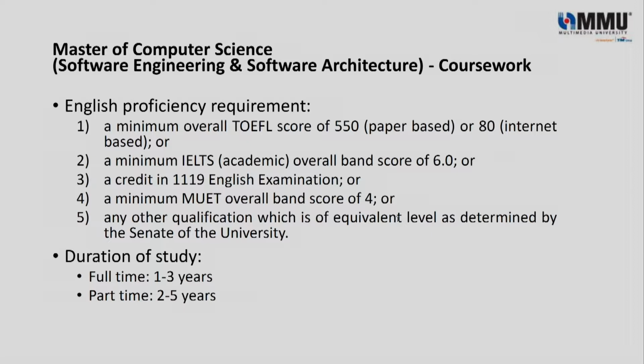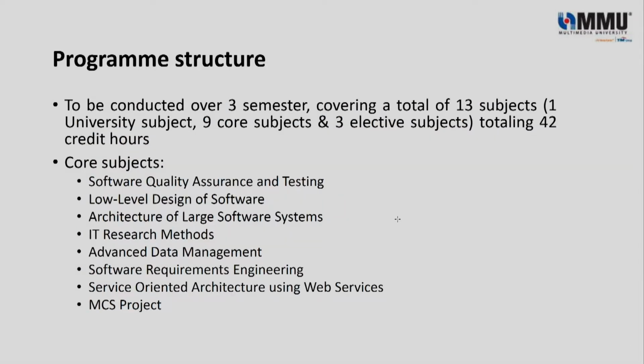So for this program, the duration of study is about 1 to 3 years if you are a full-time student, or 2 to 5 years if you are a part-time student. So it depends on how you take your modules and how you arrange your time. So it's a very flexible program. If you take a look at our program structure, it is to be conducted over 3 semesters, covering a total of 13 subjects. 1 university subject, 9 core subjects, and 3 elective subjects, totaling to about 42 credit hours.